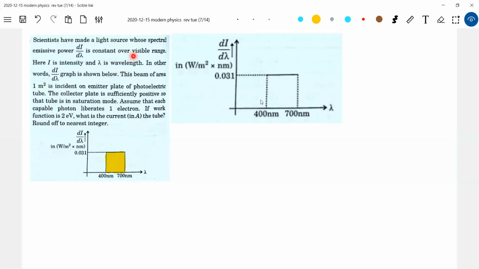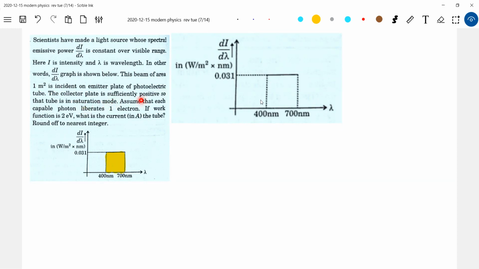There's a constant visible range. So shall I just call this the chromatic light? This beam has an area of 1 meter squared. Now we know intensity times area gives power. The collector plate is sufficiently positive so that the tube is in saturation mode.